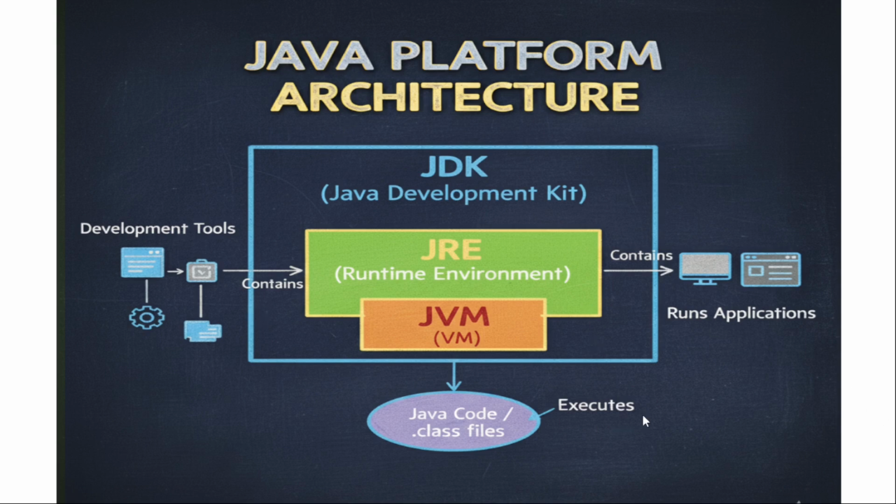Now take a look at this diagram. This is JDK and inside it contains JRE, which inside contains JVM. In short, the JVM executes the code, the JRE provides library support to run it, and the JDK gives you everything you need to create it from scratch. I hope now you are clear about JDK, JRE and JVM.